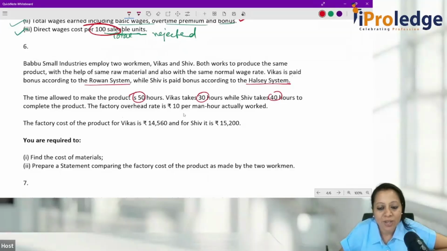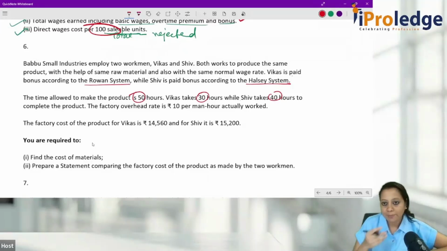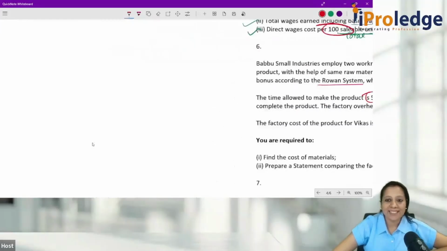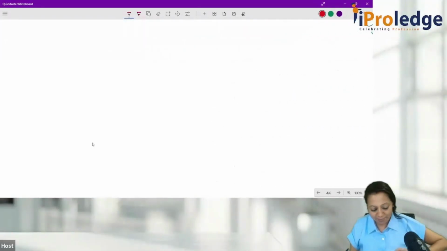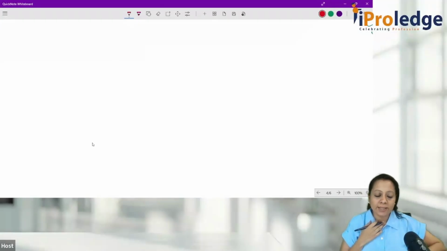The factory overhead is given as 10 per manual hour worked. Then the factory cost is given to be 14,650 and 15,200 for Vikas and Shiv. Find out the cost of materials. Prepare the statement of factory cost as made by the two workmen. Extremely simple. It's like having a dessert. That easy it is, isn't it? So you should feel happy when you see such questions in the exam. Now let us proceed.